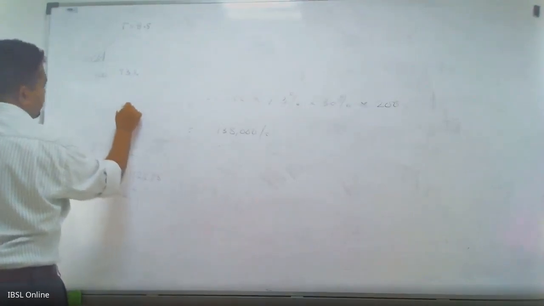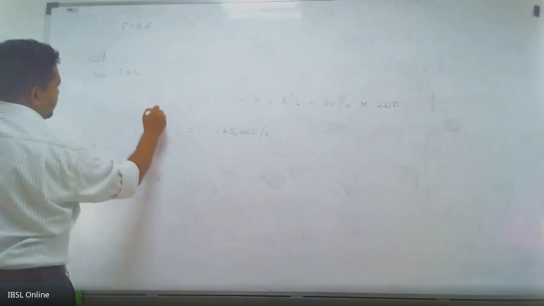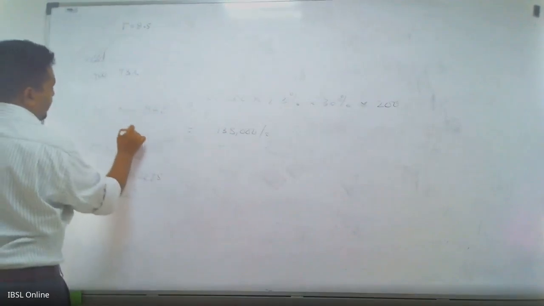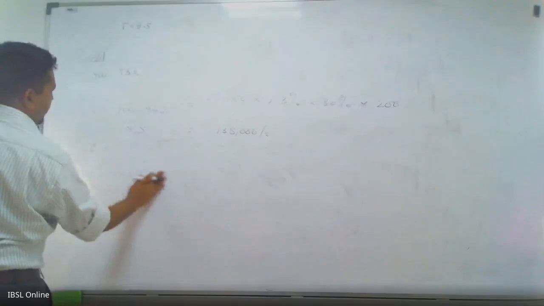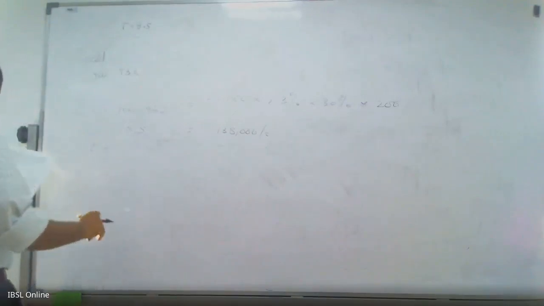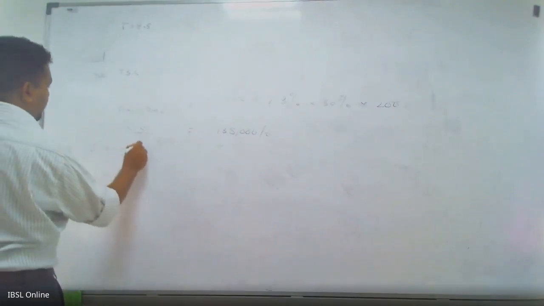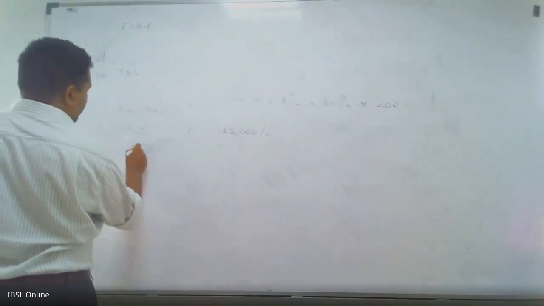This is 400 minus 432, divided by 8.5, which should give you a Z value of negative 3.76. Now this is a very interesting point to look into.